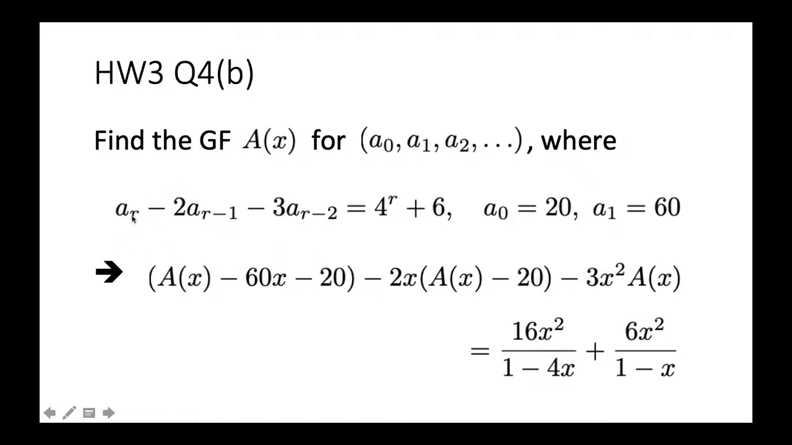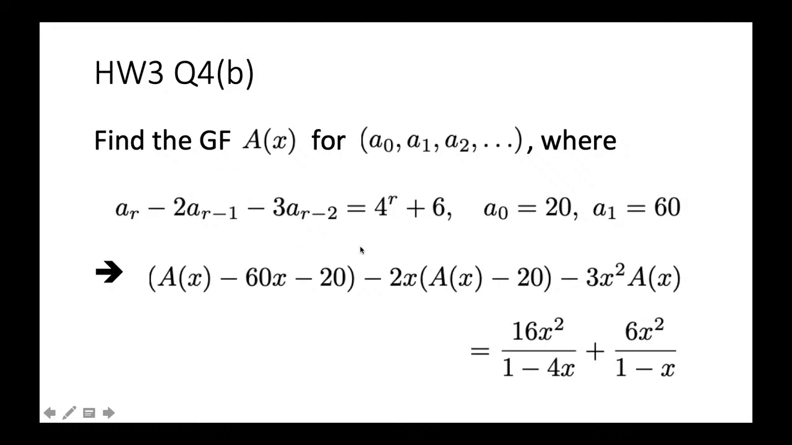For a_r, the equation, we are going to multiply this with x to the power r. So in that sense, summing up all the terms due to this a_r, we will get A(x) minus a_1 x minus a_0. Is that okay? And for all the terms related to this one, it is going to be minus 2x multiplied with A(x) minus a_0. And finally, for this one, if we add up everything, we will get minus 3x squared multiplied with A(x). So we are done with the multiplication and the summation of the left-hand side.